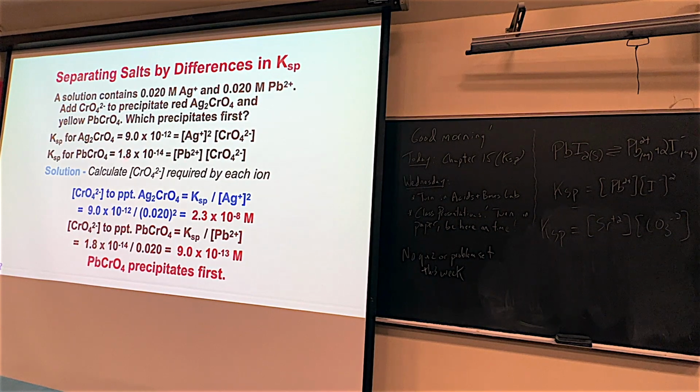Mathematically, take the KSP, divide by silver or lead ions. Silver here is squared, because of the 2 right there. Finally, if you have to guess, if you don't want to go through all this rigmarole, usually smaller KSP will be the first one to precipitate. Usually. That's not 100%. Because of the squared part in there, you get yourself in trouble. But if you have to guess, and we've all been there, smaller KSP usually is the one to precipitate first.